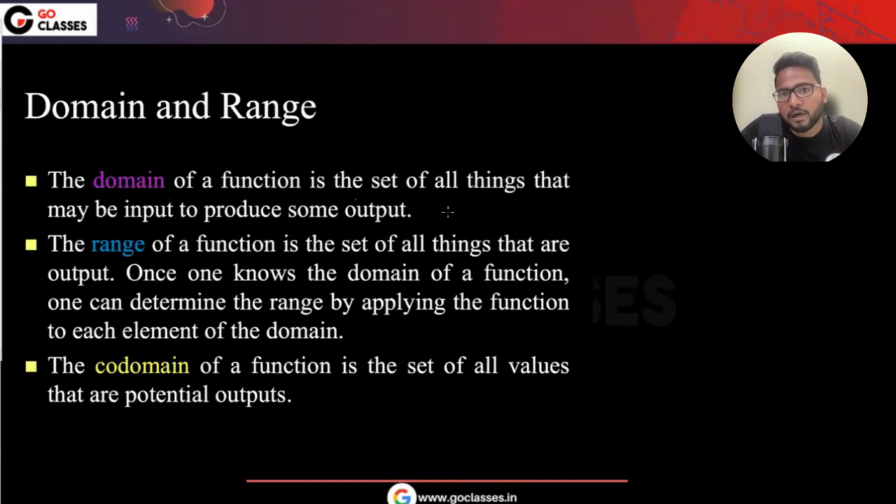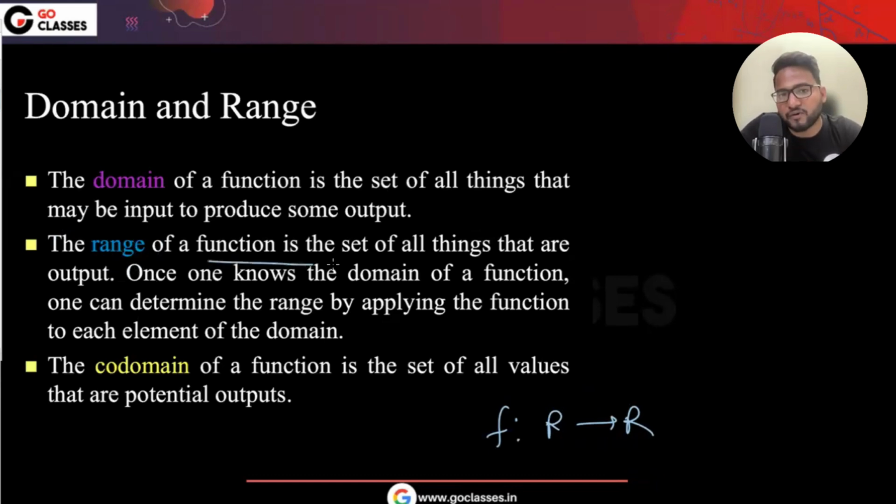What is domain? Set of all things that may be input to produce some output. What is codomain? Of a function is set of all values that are potential output. It may not be output. Okay, it may not be the final output. But initially we thought that, okay, maybe it is the case, R to R. Maybe ultimately it will be mapping to R. But may not be all the values in the R. So range is something which specifically says that it is mapping to this particular set.